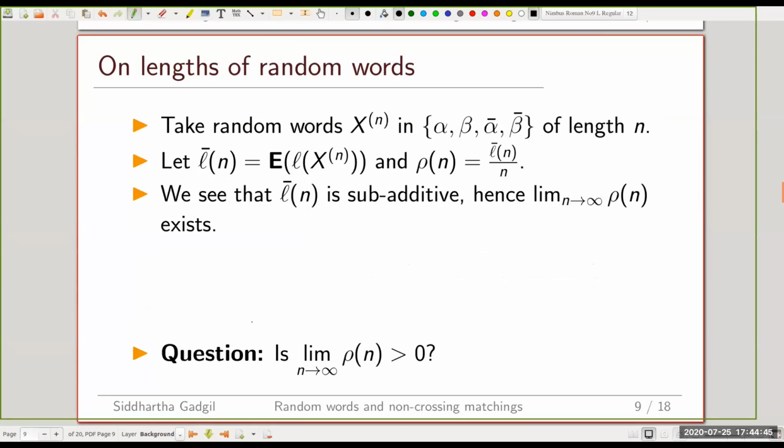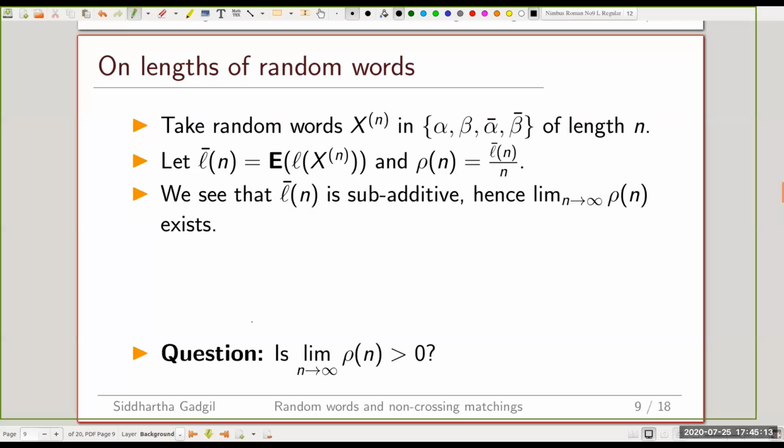So let's go to the question of the day. In 15-20 minutes, I will try to explain. Here's the question of the day. This is joint work with Manjunath. I started discussing with him soon after he joined our department, actually, and then it lay dormant for a little while. So here we are. Let's take a random word in alpha, alpha bar, beta, beta bar, by which I mean alpha, alpha bar, beta, beta bar each have probability 1/4 of being a given letter, and they're all independent of each other.